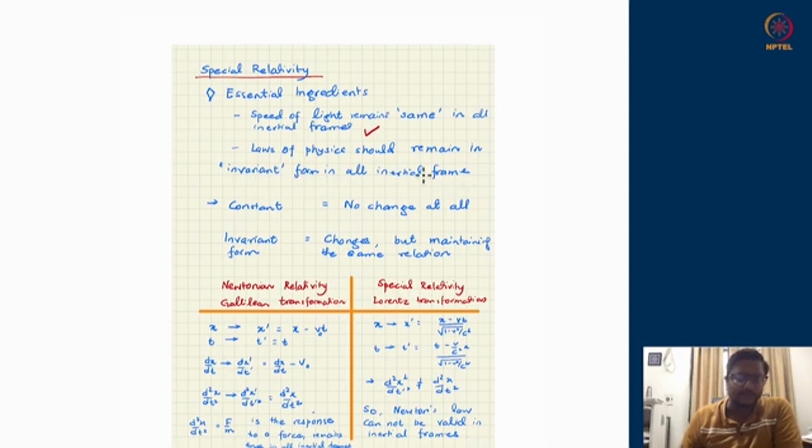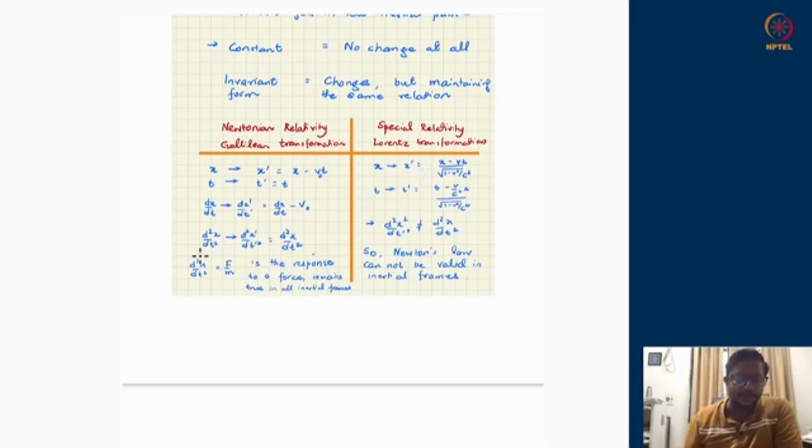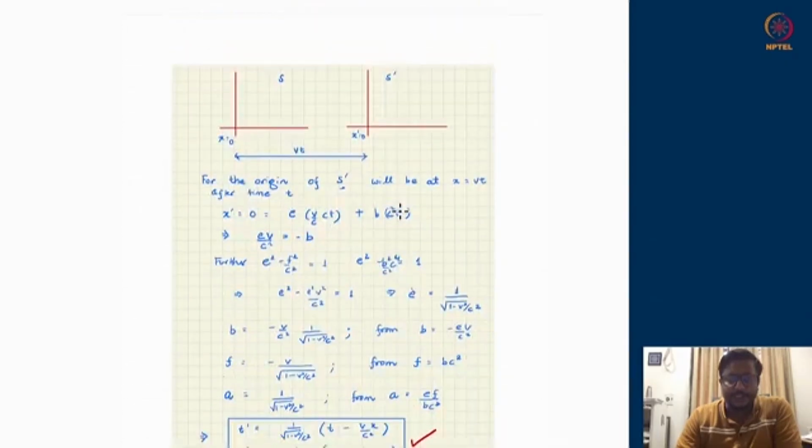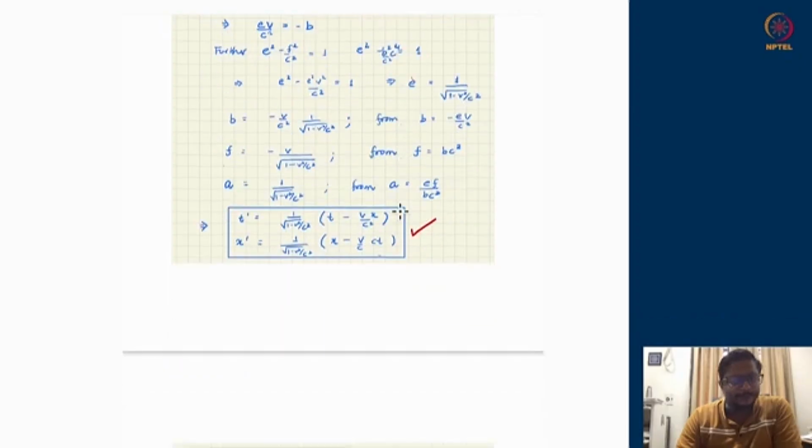We had previously learned that Newton's law, which was the response of a particle or a system to application of a force, is not invariant anymore across all frames. It was invariant for all inertial frames if the frames were connected by Galilean transformations. But if the frames are connected by Lorentz transformations, this is no longer true. The acceleration, defined as d2x upon dt square, is not the same under Lorentz transformation across all inertial frames. So the second law of Newton is not holding anymore.